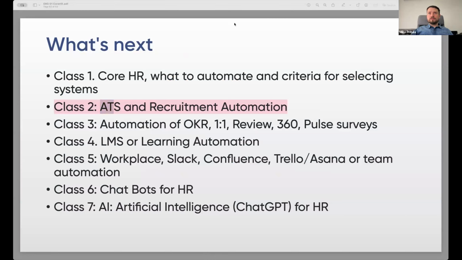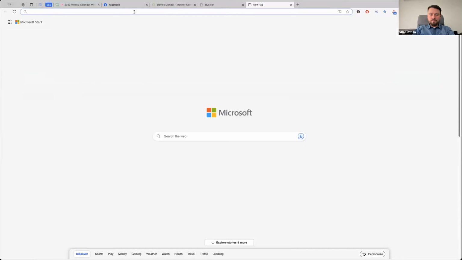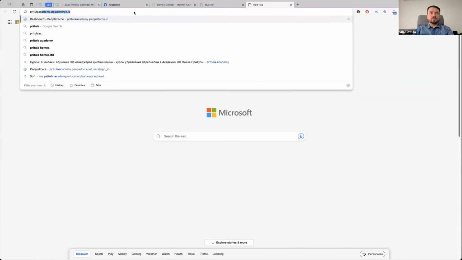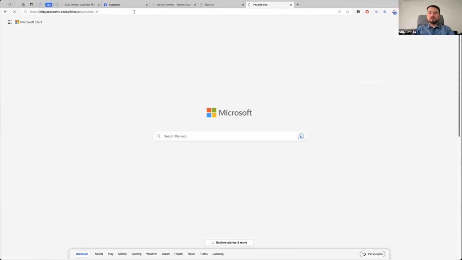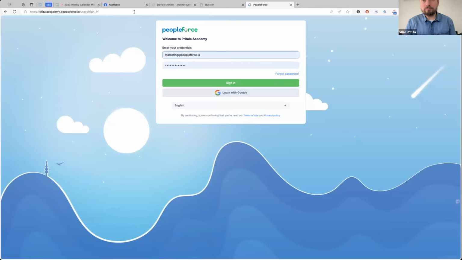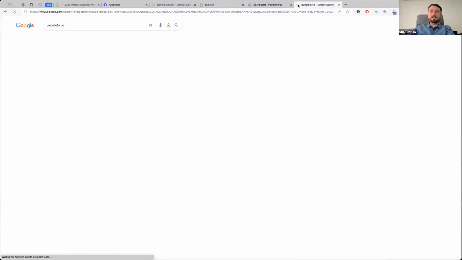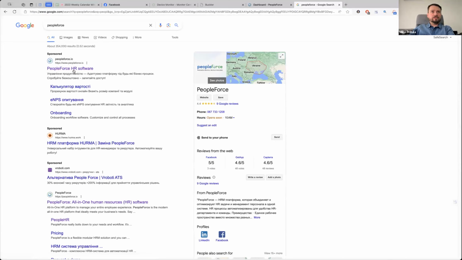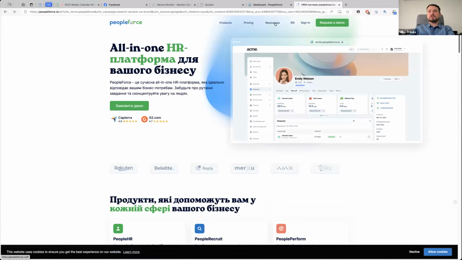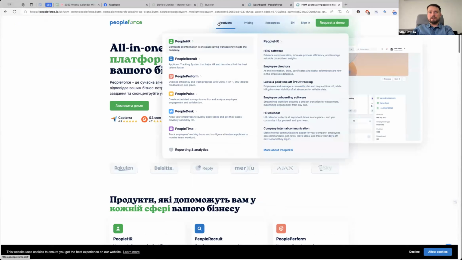And now, as I promised, I'm going to do some demo. Today we are talking about core HR. So I'm going to show you PeopleForce as core HR solution. It actually has several features. Let's first learn how they structure their features. So this is the PeopleForce site. What kind of products do they have?